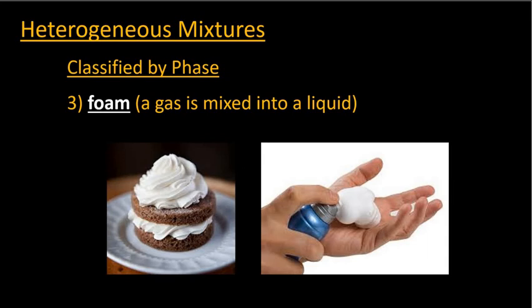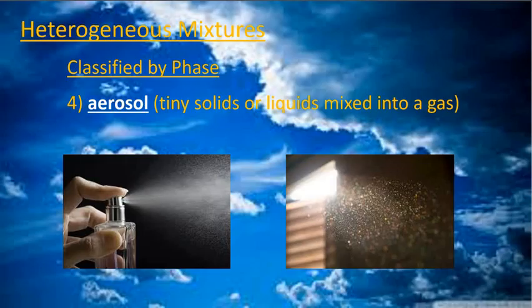Now the fourth type is an aerosol, and that's actually a term that we use on a semi-regular basis. This is where you either have tiny, tiny solids or tiny, tiny bits of liquids mixed into a gas. You're used to using this on things like perfume, cologne, air fresheners, things like that. We even talk about it with hairsprays and stuff like that.